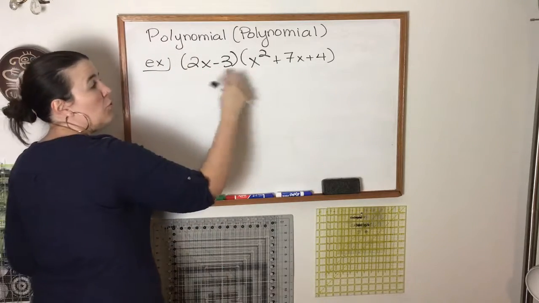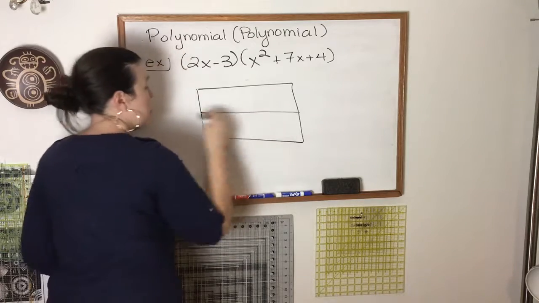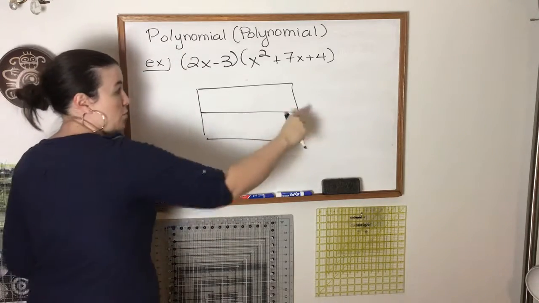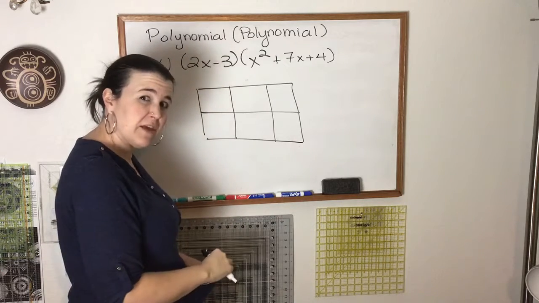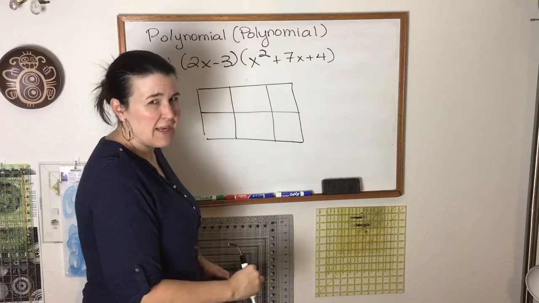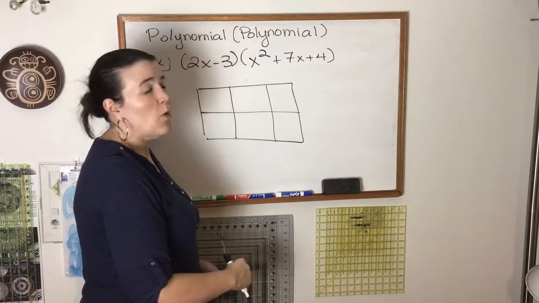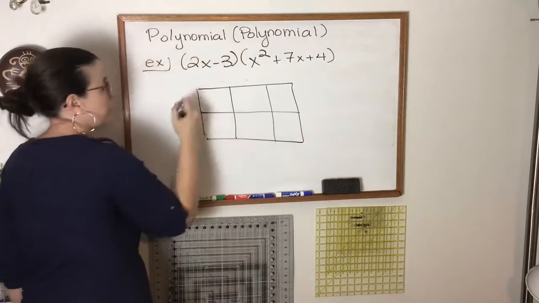Okay, this is now a 2 by 3, so when I make my box, I make it taller, I make it 2 rows, and then I'm going to make it 3 columns. That tells me I'm going to get 6 terms out of this, and I'll probably have some like terms. All right, so what we looked at Monday was the idea of adding and subtracting like terms. What will happen here is I'm going to multiply, and then I'm going to go back and add and subtract like terms.